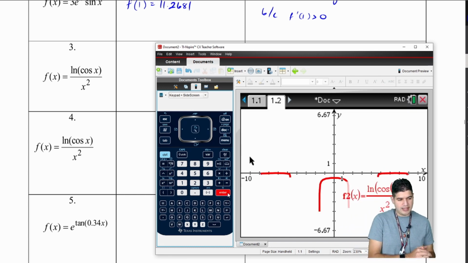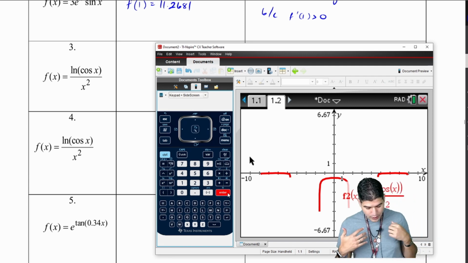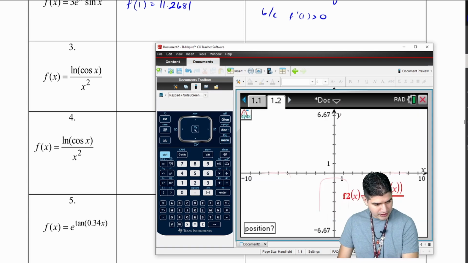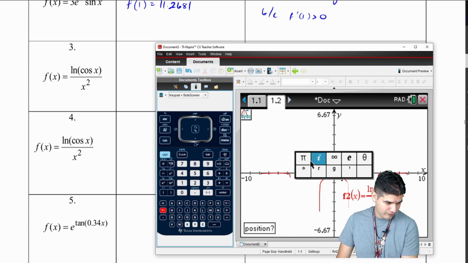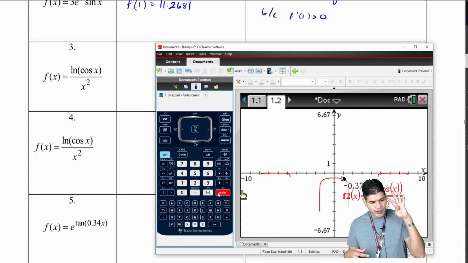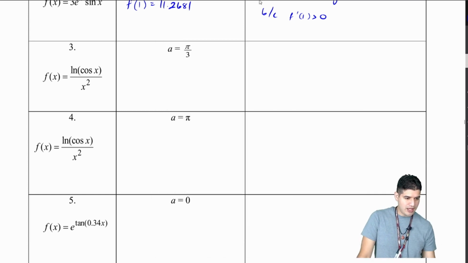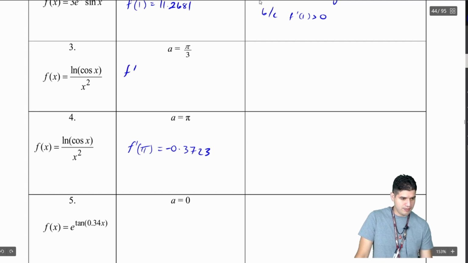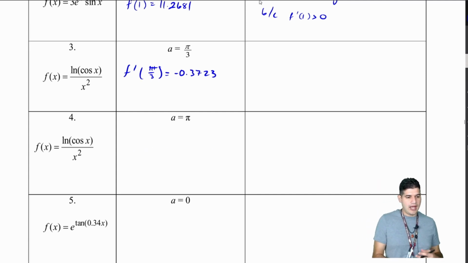And so where do we want to find this first one at? So we want to find this at pi over 3. What's happening at pi over 3? So let's go to menu, and we're going to go to analyze graph, dy dx, and we're going to literally just type in pi divided by 3, then hit enter. And we got our value, negative 0.372268. Remember, we only need to go to 4 decimal places. So if I round that, then f prime of pi over 3 is equal to negative 0.3723.